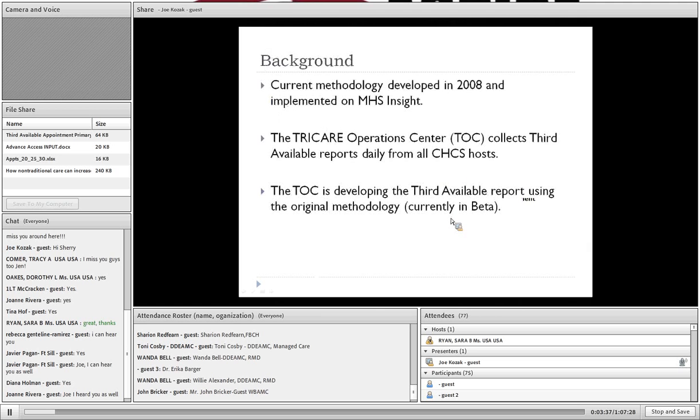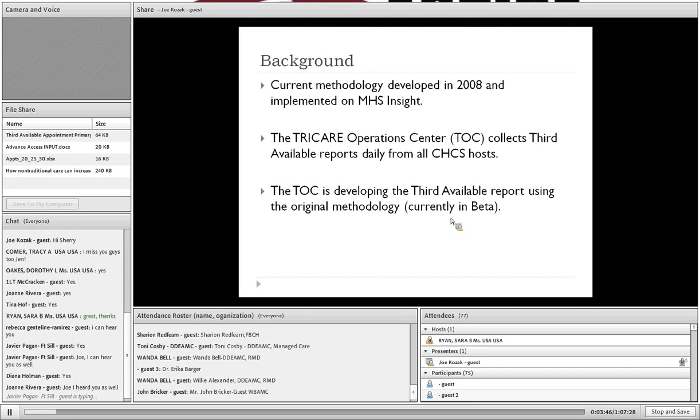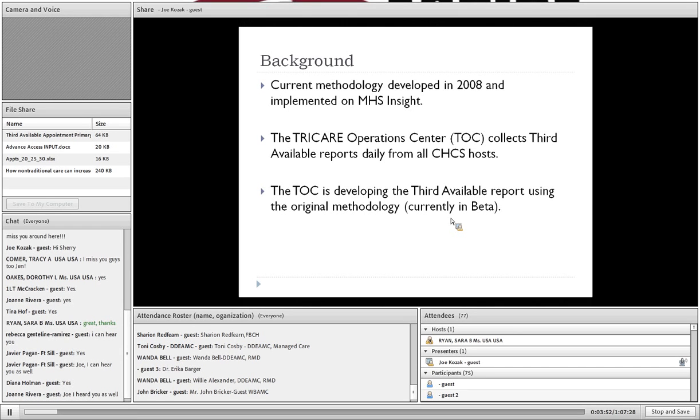So, the current methodology was developed in 2008, on MHS Insight by Health Affairs. At that time, it was a Navy program, and in 2009 the Army actually endorsed it, and we brought MHS Insight live. In 2010, MHS Insight was defunded, and we moved the Health Affairs measurements over to the TriCare Operations Center. It is still basically running off the Health Affairs methodology, although we've had some minor tweaks to it.